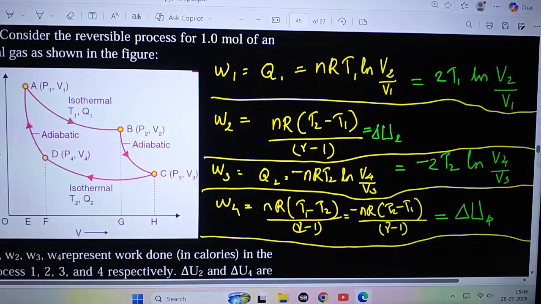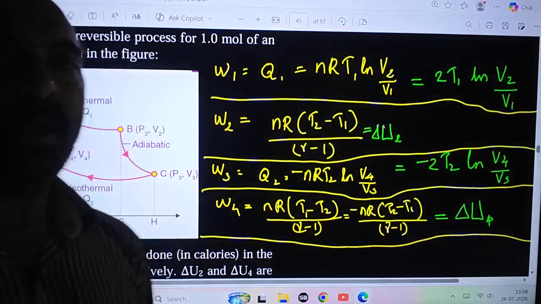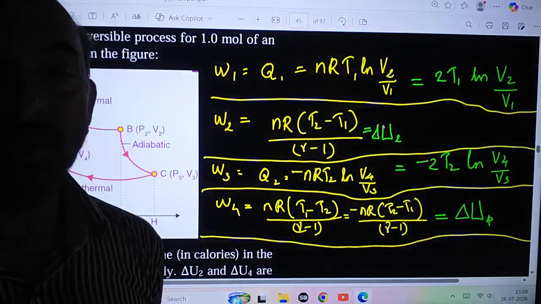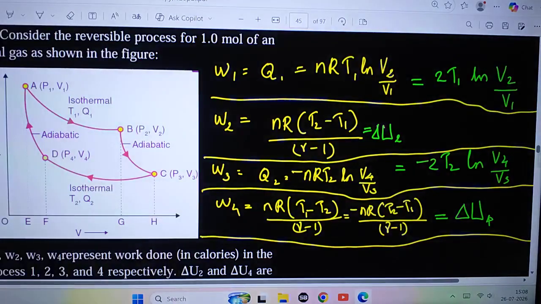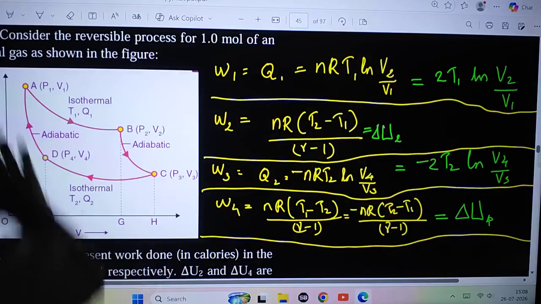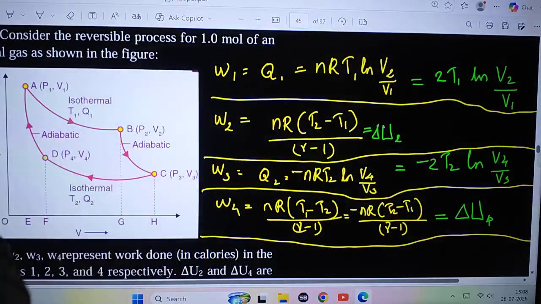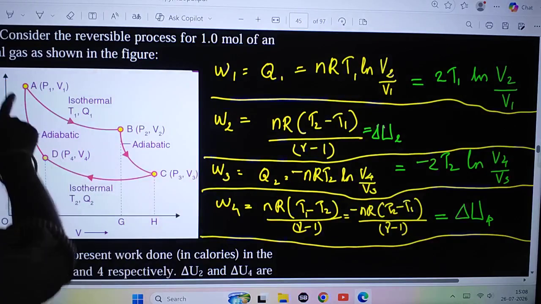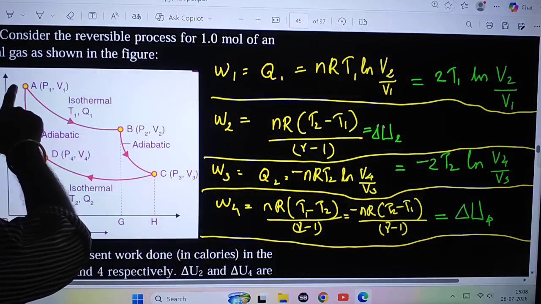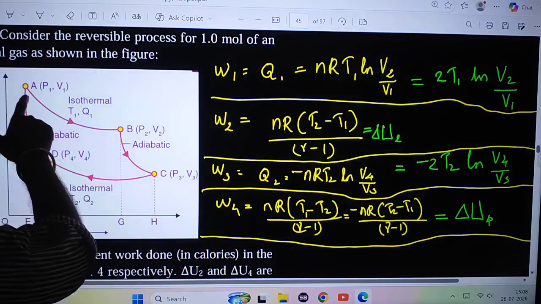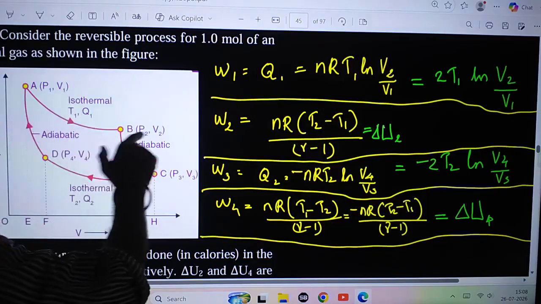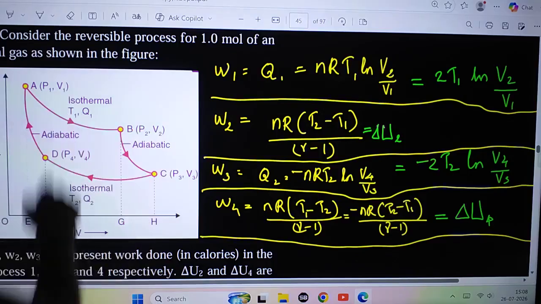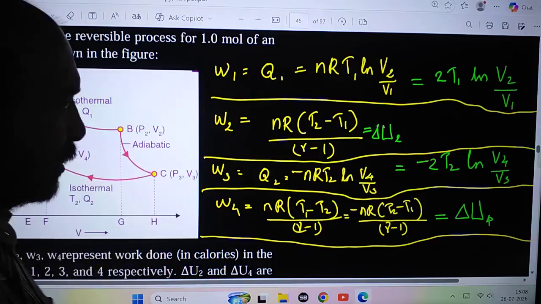It's a cyclic reversible process comprising isothermal expansion, adiabatic expansion, isothermal compression followed by adiabatic compression. Okay. See, my face is not available because of this white background here. The first thing to happen, a definite amount of gas is reversibly expanding from state A to state B, from P1 V1 to P2 V2, isothermally at constant temperature T1 by absorbing a quantity of heat Q1.